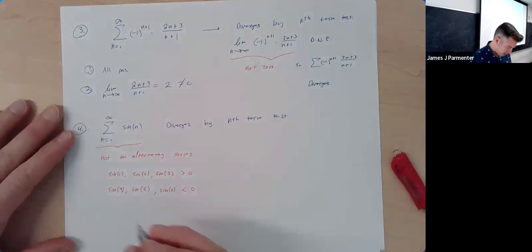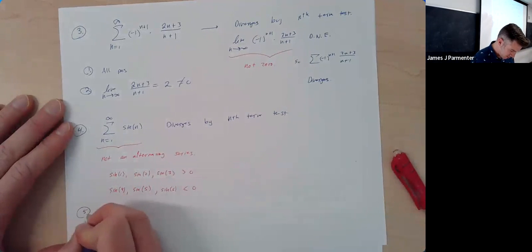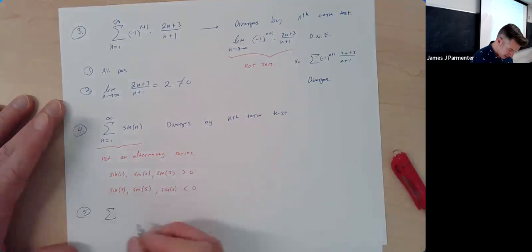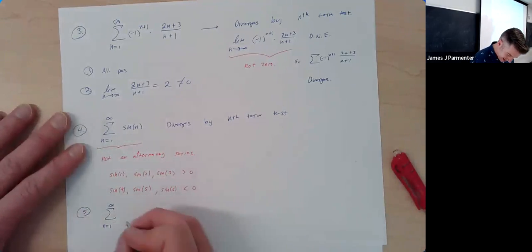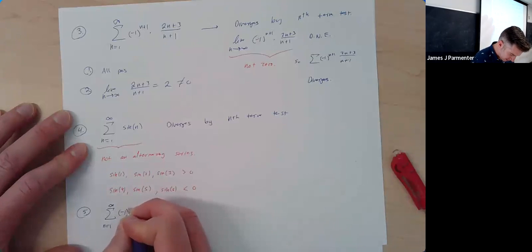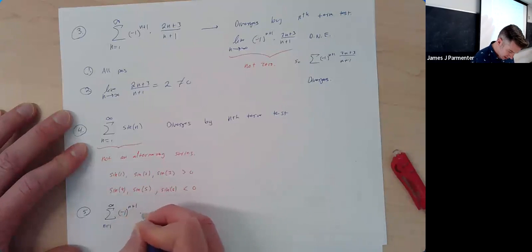But the last one I wanted to point out was, well, I should never say the last one. There's never a last one until I'm out of time. The next one I wanted to point out is the sum from 1 to infinity of -1 to the n plus 1 times n over n cubed plus 1.